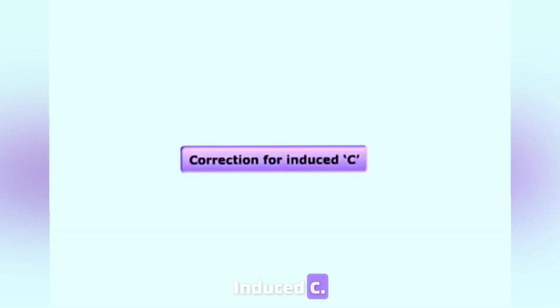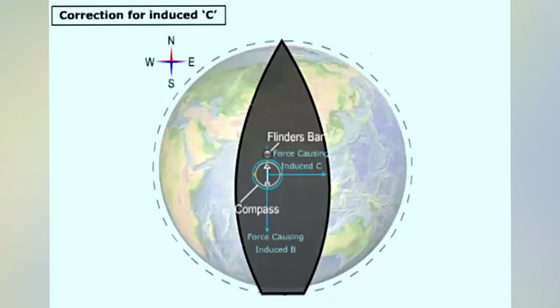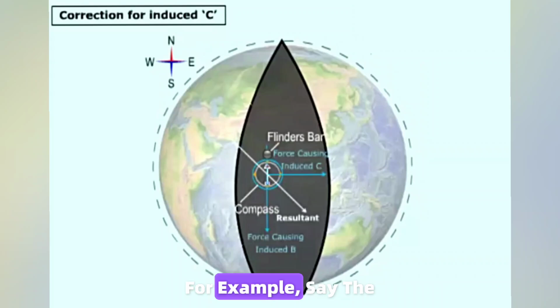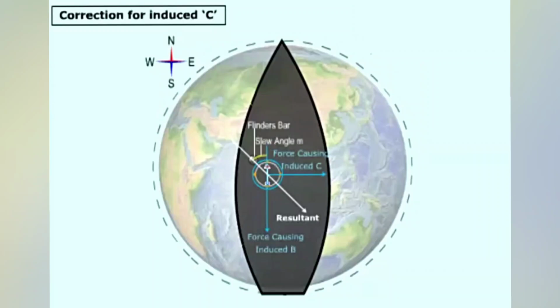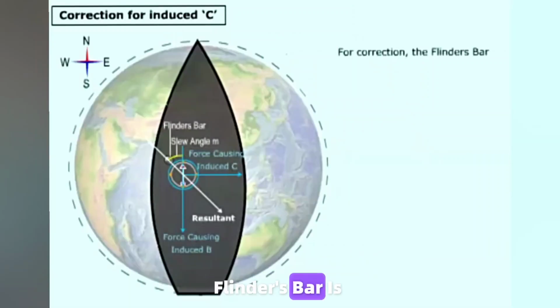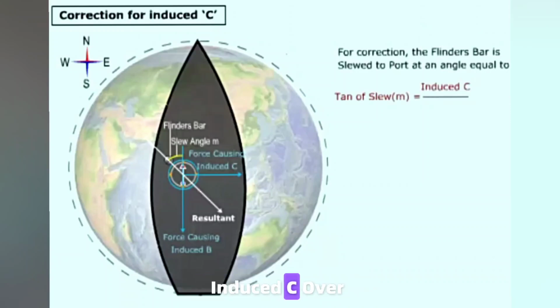Correction for induced C. If the compass is not symmetrical about the F and A line, the vessel will have an induced C. For example, say the compass is situated to port in relation to the ship's center line. For correction, the Flinders Bar is slewed to port at an angle equal to: tangent of slew angle equals induced C over induced B.